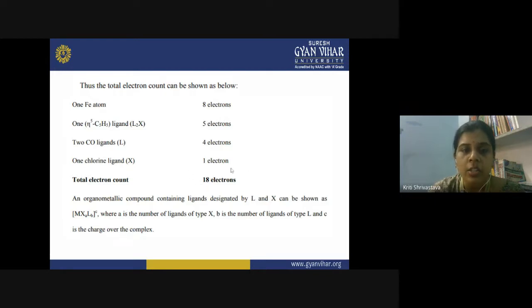So on the basis of these designations, you can actually write down the formula for an organometallic compound containing ligands designated by L and X. You can show it like this: M, X to the A, L to the B, and the power C. So A is the number of X type of ligand, B is the number of L type of ligand, and C is the charge on the complex. So this is the general formula that we can assign to these types of complexes.